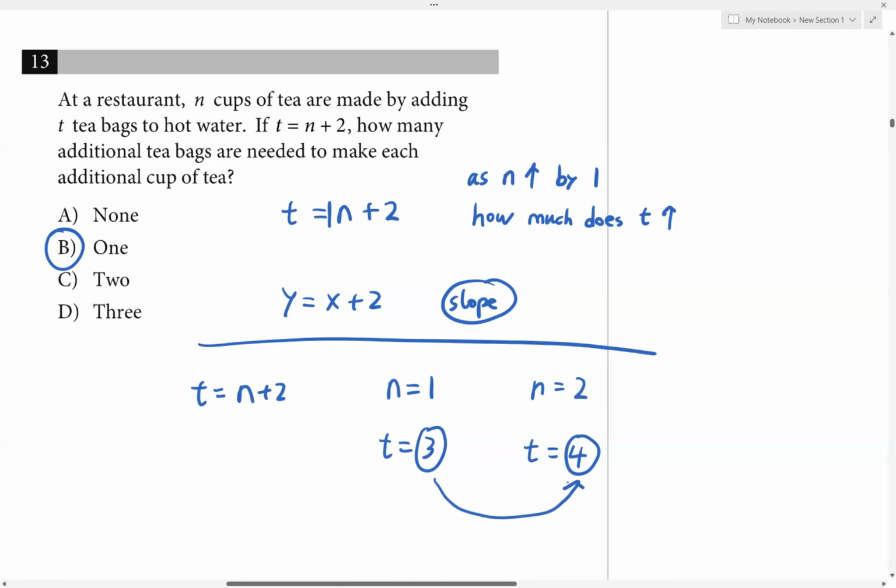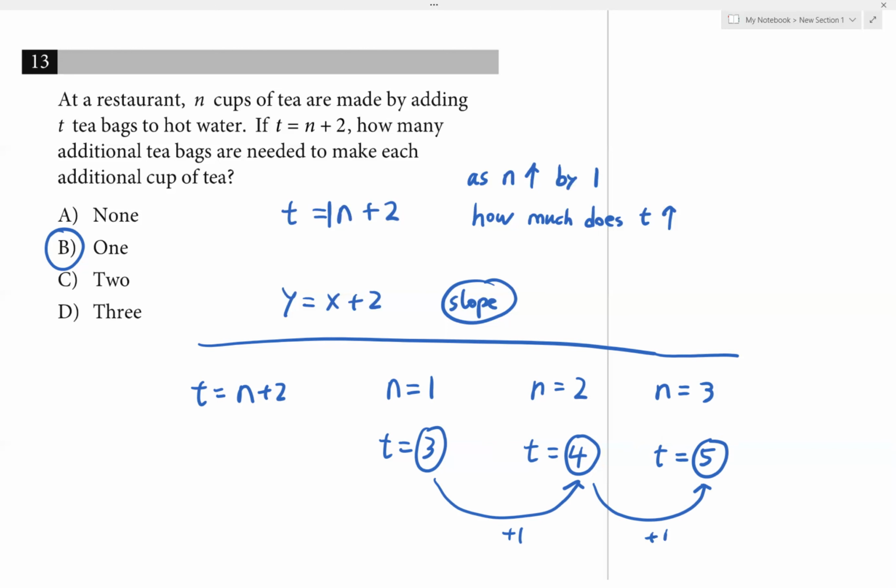You see, as n increased by 1, how much does the t value increase? It increased by 1. And then if you want to do n equal to 3, then t will be 3 plus 2, which is 5. Again, increased by 1 again. See, as n increased by 1, the t value also increased by 1. So that means for each additional cup of tea, we need one more tea bag. Okay, so for number 13, B should be our final answer here.